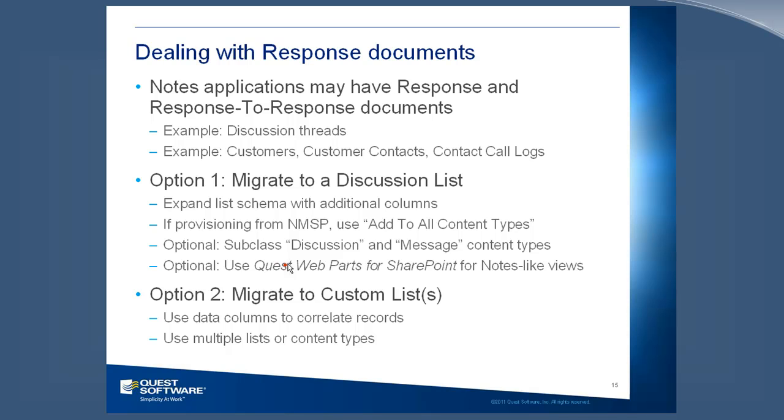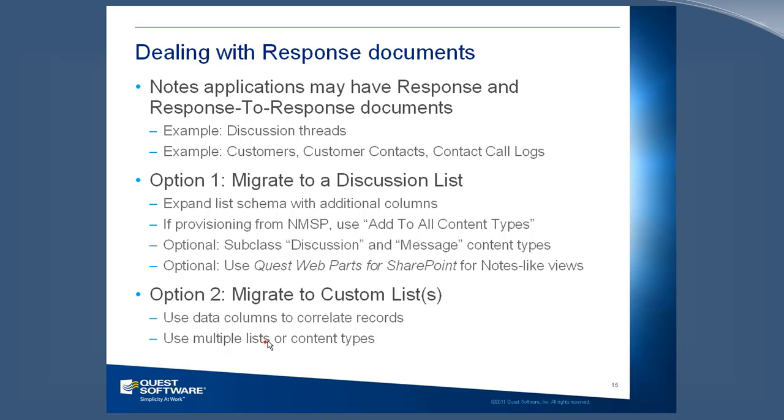Now the other option is just to give up on the discussion list altogether and migrate these to a normal custom list. And that's going to be similar to the migration jobs I already showed you. The only catch is you need to figure out how you're going to relate the parent documents to the child documents. So you could use a data column, like a lookup column, like I just showed you, to correlate these to these and these to these.